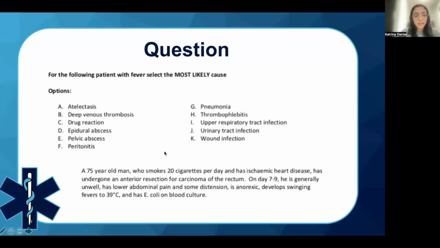Okay, so here's a question. Let's have a read. 75-year-old man smokes 20 cigarettes a day, has ischemic heart disease, and has undergone an anterior resection for carcinoma of the rectum. On day 7 to 9, he is generally unwell, has lower abdo pain and some distension, and is anorexic. He's swinging fevers to 39 degrees, and they took a blood culture because he was febrile, and that grew E. coli. Have a think about what the most common cause is, and I'll give you a chance to think.